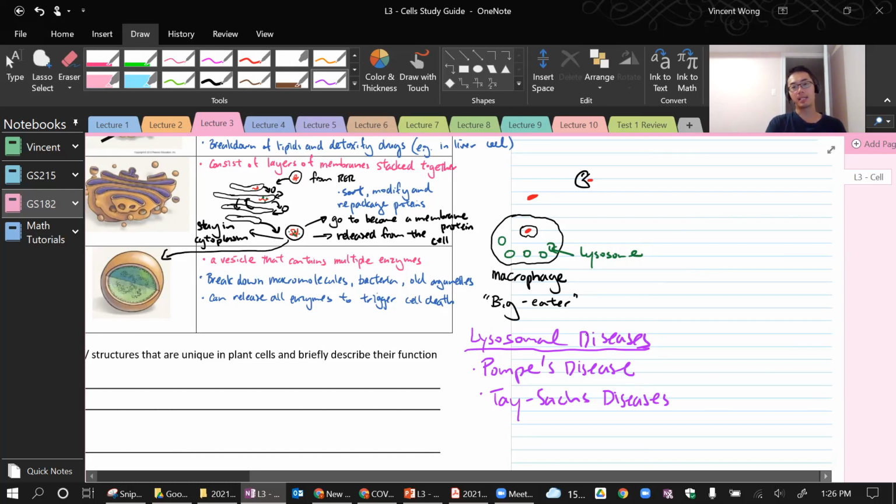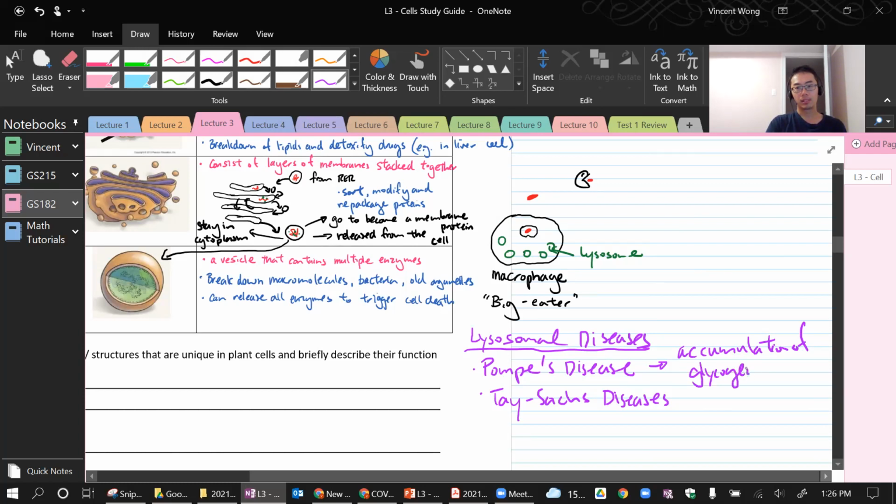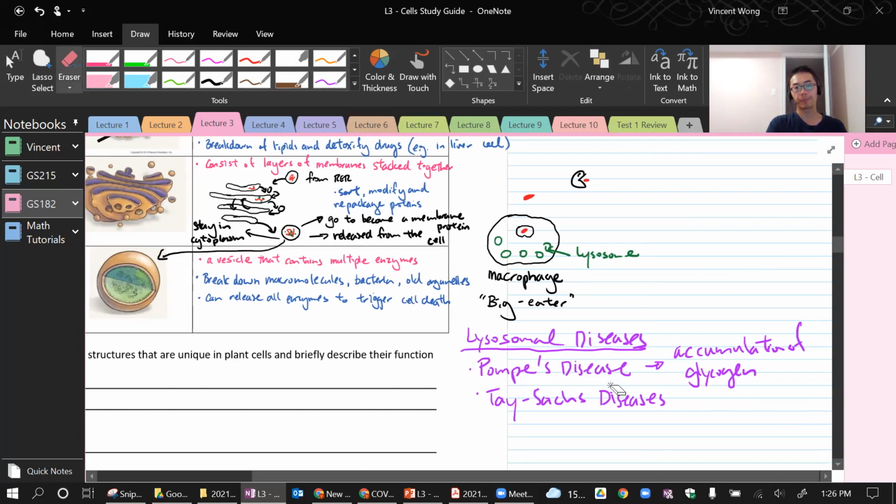So in Pompe disease, you have a mutation in an enzyme in the lysosome that is supposed to break down carbohydrates. So this leads to toxic accumulation of glycogen, right? Especially in the heart cells. If you have too much glycogen in the heart cells, it's not a good thing. It's going to impede their function, and it could be life-threatening if it happens early on and treatment is not intervened.